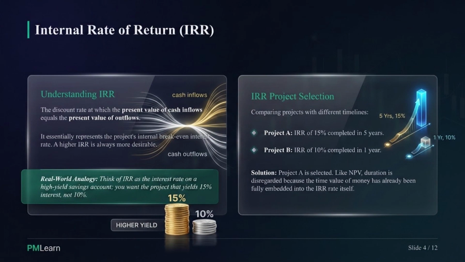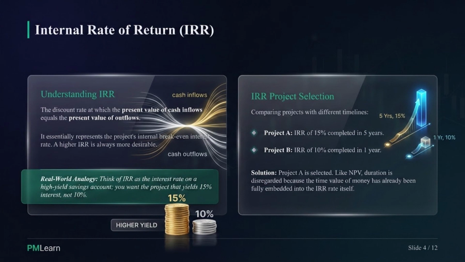Now let's look at another financial concept: internal rate of return, or IRR. While NPV gives us a concrete dollar figure, IRR gives us a rate of return. It is the discount rate that makes the present value of a project's cash inflows exactly equal to the cash outflows. In plain English, think of IRR like the interest rate your project earns, as if it were a high yield savings account. You always want the highest rate possible.